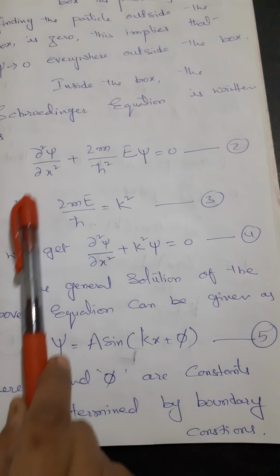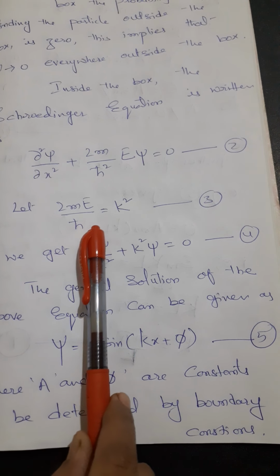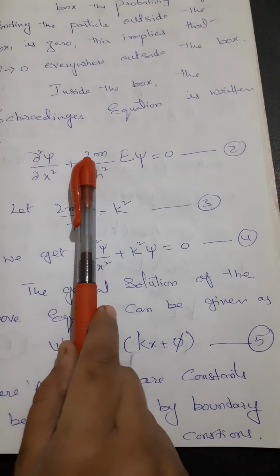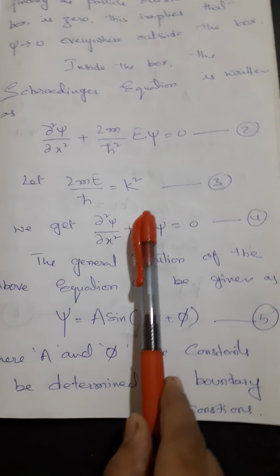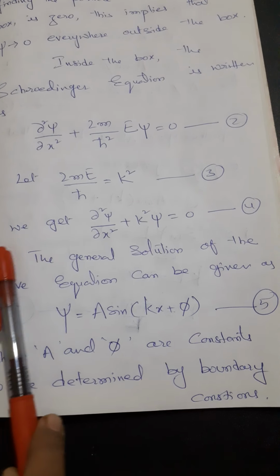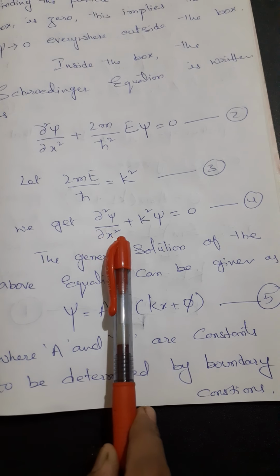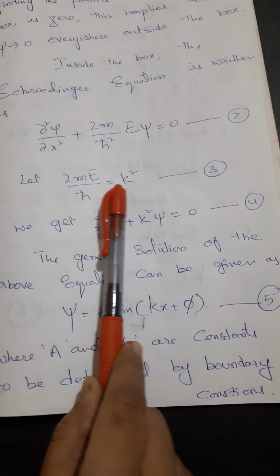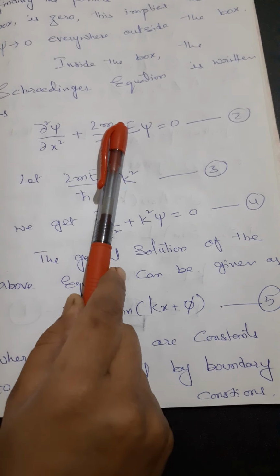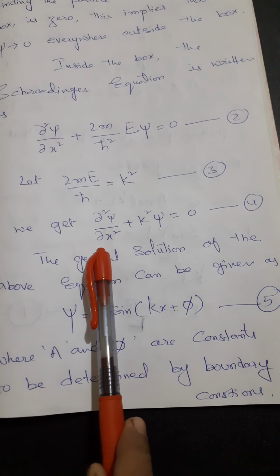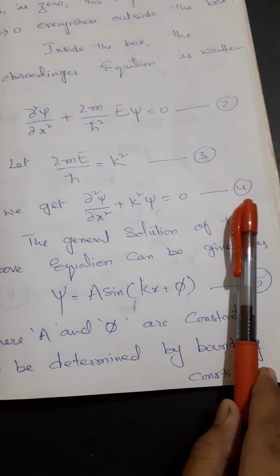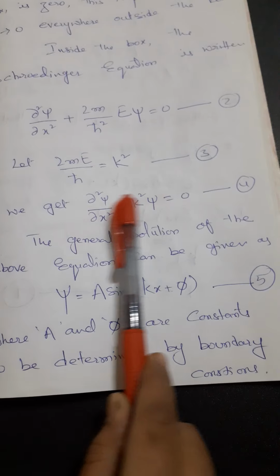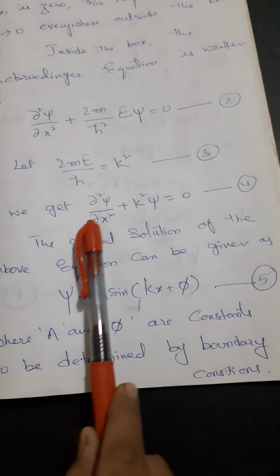Now, for easy simplification, let us replace 2m E by h bar square with k square. Let us take this as equation number 3. Substituting the value of k square in the above equation, we get d square psi by dx square plus k square psi is equal to 0. Let us take this as equation number 4. This is a second order differential equation.